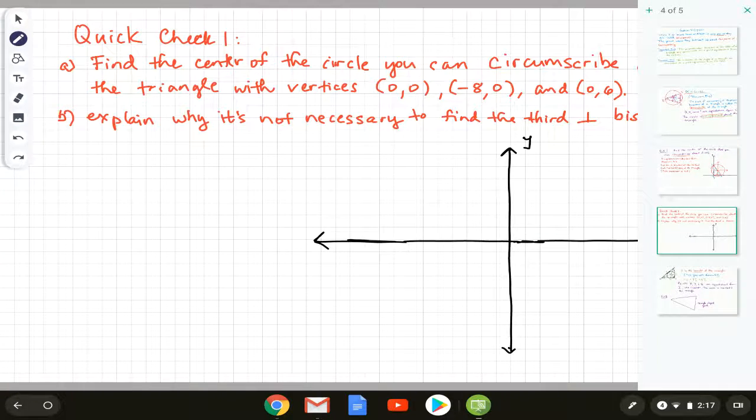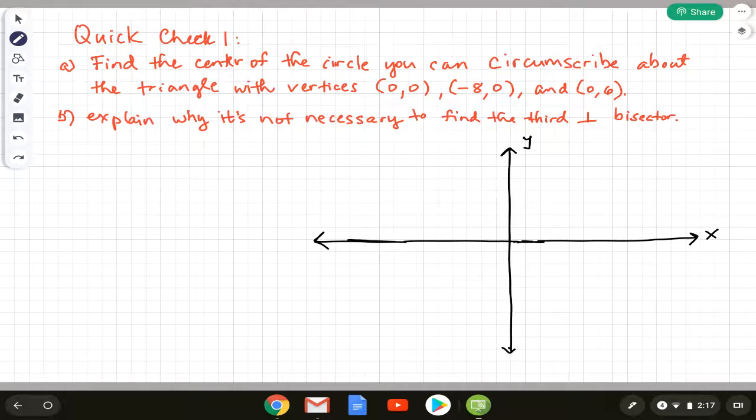Okay, so I want y'all to try Quick Check 1. Pause it. On this one, well, wait, don't pause it yet. Find the center of the circle you can circumscribe about the triangle with vertices 0, 0, -8, 0, and 0, 6. So draw those first to make your triangle, and then see if you can figure out where the circumcenter would be.